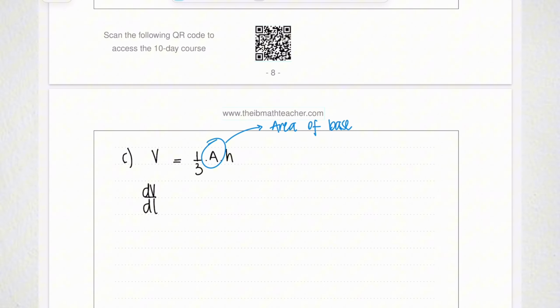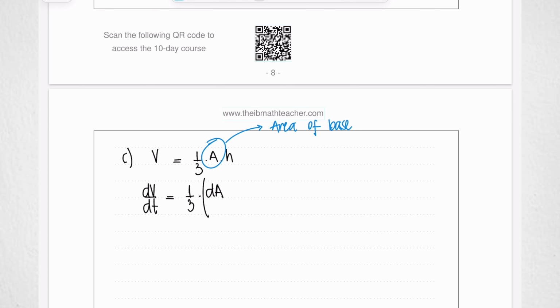Differentiating this implicitly with respect to time, we have dV/dt equals 1 over 3. And given that both area and height change with respect to time, you've got to use the product rule here. None of these are constants. So we have the derivative of A times h plus the derivative of h times the area. Now, what are we trying to find? We're trying to find this quantity over here.